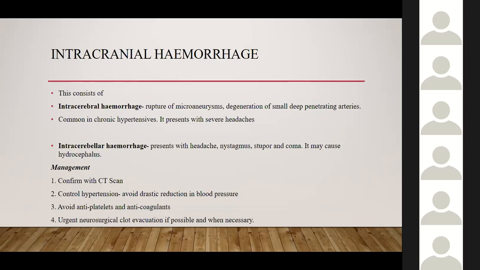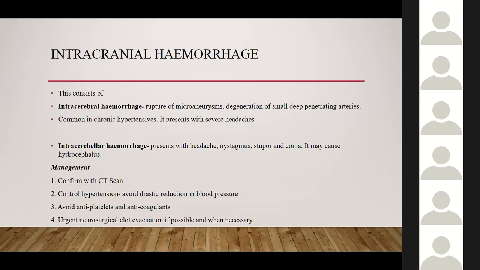Clearly, we are saying the cerebellum is for balance and whatnot. So if you have problems there, you would see clear ataxia, nystagmus, stupor, and patients go into coma. When you have intracerebral hemorrhage, you'd also see features like hemiplegia, hemiparesis, and all that. Okay. So how would you manage?